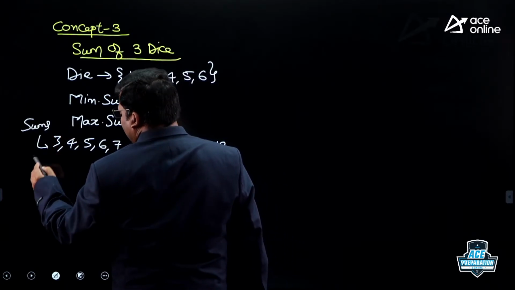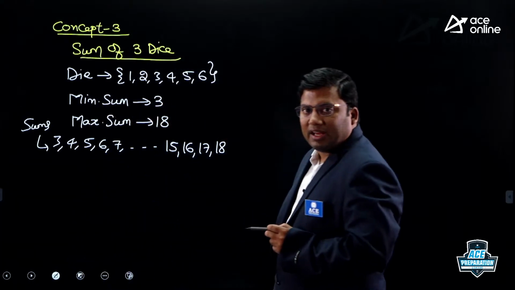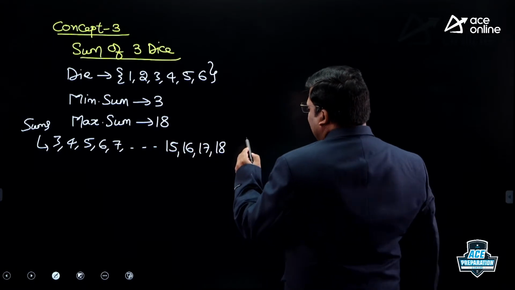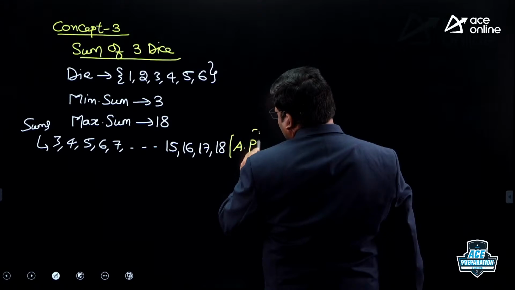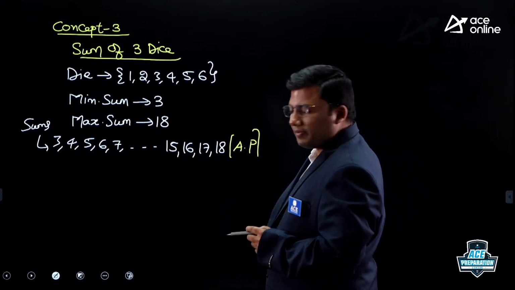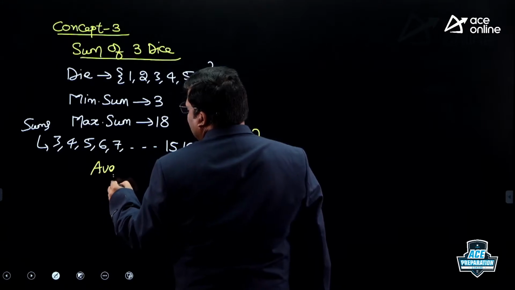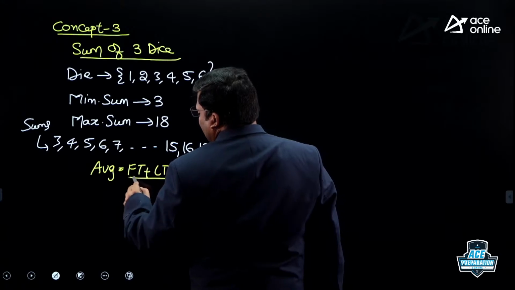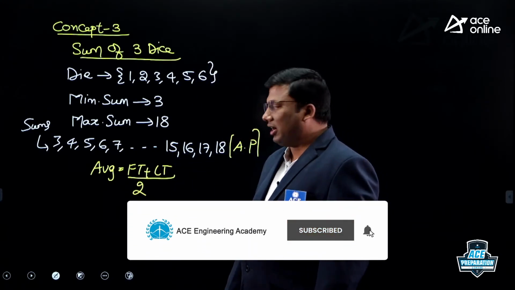Are you all with me? It can be any value from 3 to 18, right? Is the sequence in arithmetic progression? Yes. So average will be first term plus last term by 2. FT stands for first term, LT stands for last term.